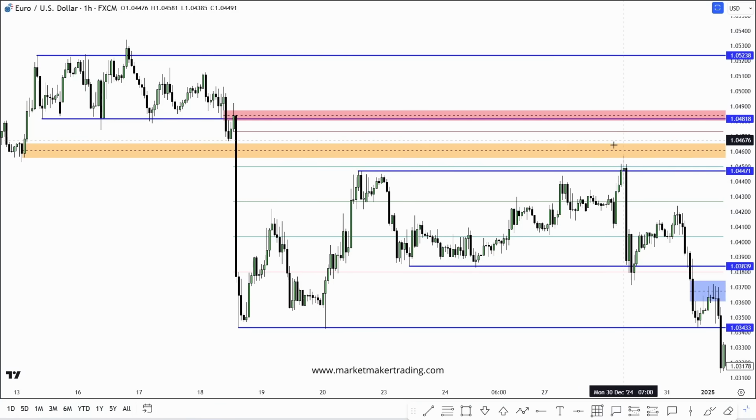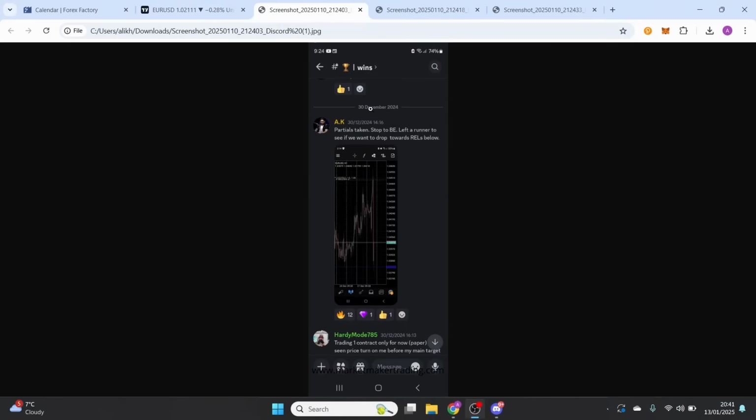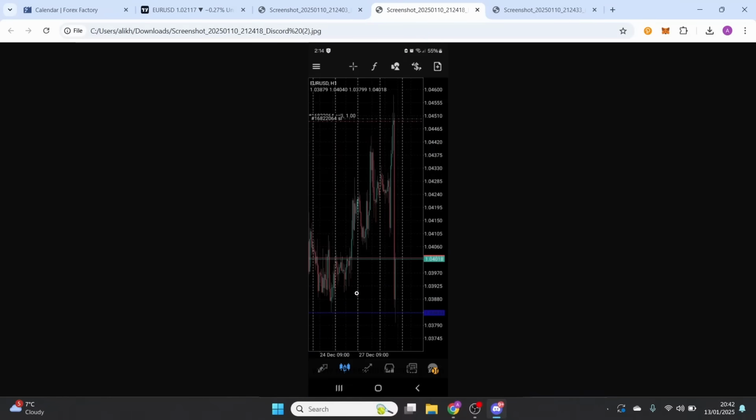Now, any mentor who is teaching you should be able to catch this, right? So in our Discord group, under the win section, I said partials taken, stop to break even, left a runner to see if we want to drop towards the relative equal lows below, right? So I added this in the Discord group, and this was on the 30th of December. This is what it looked like, right? So I placed a limit order above the relative equal highs. I took 80% of my positions off at this blue line over here, and then I rolled my stop to break even and left a runner on.